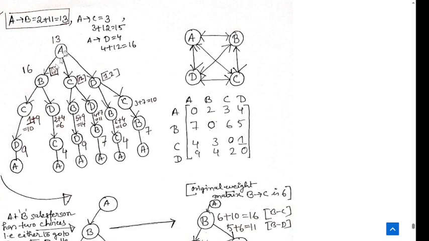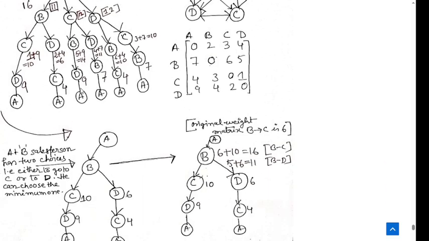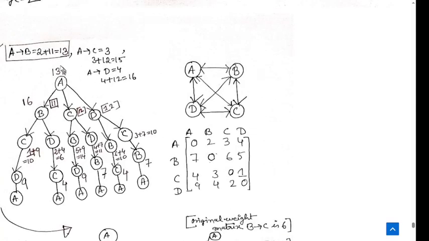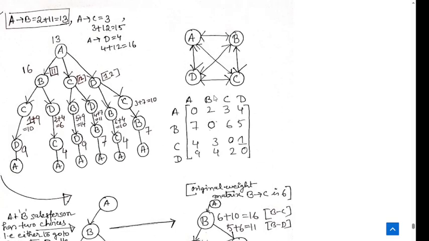However, among A to B, A to C and A to D, A to B gives us the minimum, because A to B in the weight matrix is given as 2. So 11 plus 2 is 13, which is the minimum cost. This is how you should solve it. And the final result is A, B, D, C, again A, because the cost is 13.